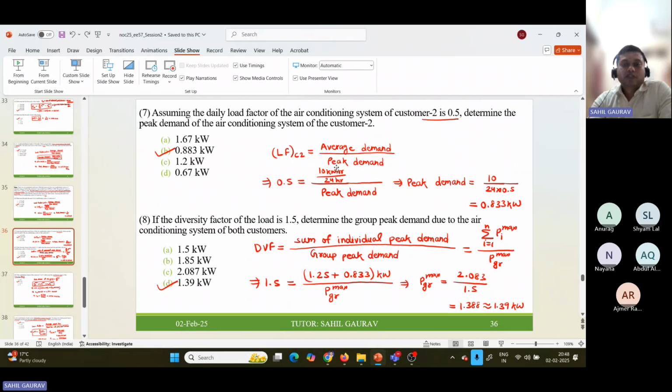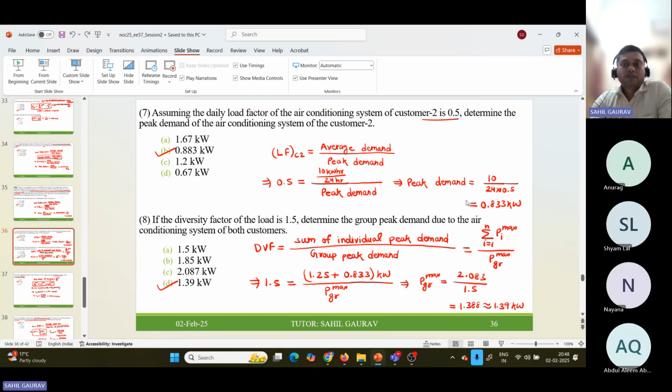In this average data, you can find from the unit consumption upon number of hours, and load factor for customer two is given as 0.5. So peak demand for customer two is coming as 0.833 kilowatt.